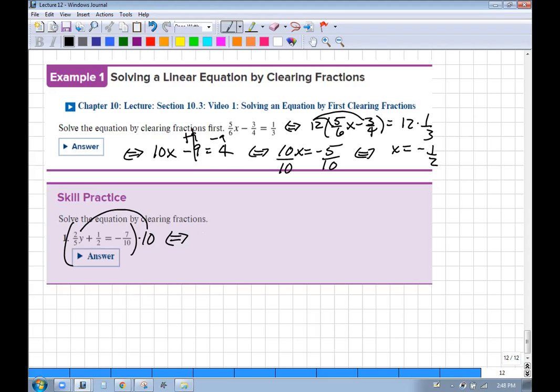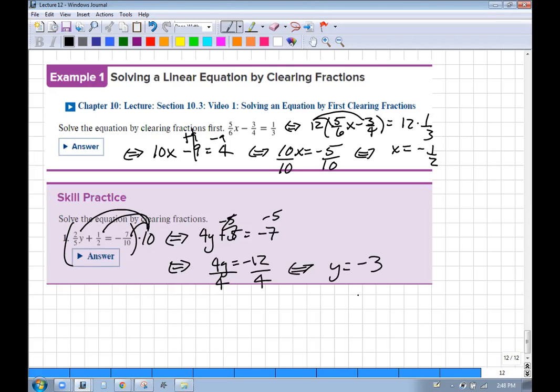10/5 is 2 times 2 is 4. 10/2 is 5. 10/10, the 10's cancel. Boom. Now let's get our y's together. So 4y equals -12. Get rid of that 4. The y is -3. Boom.